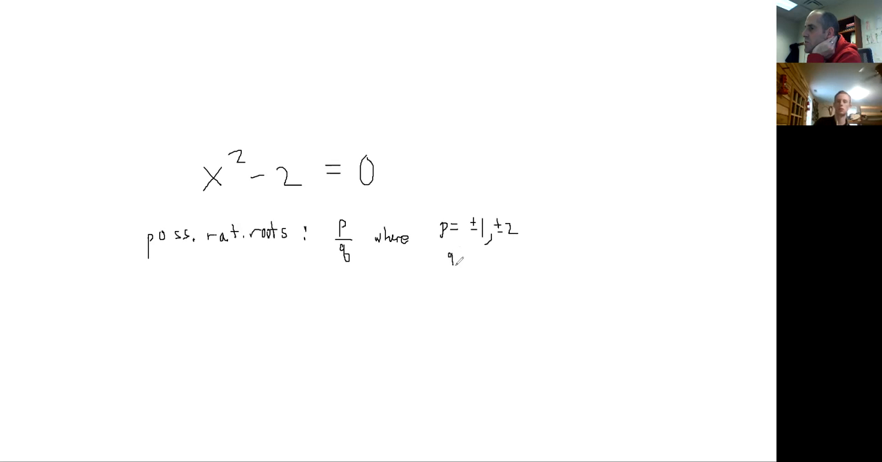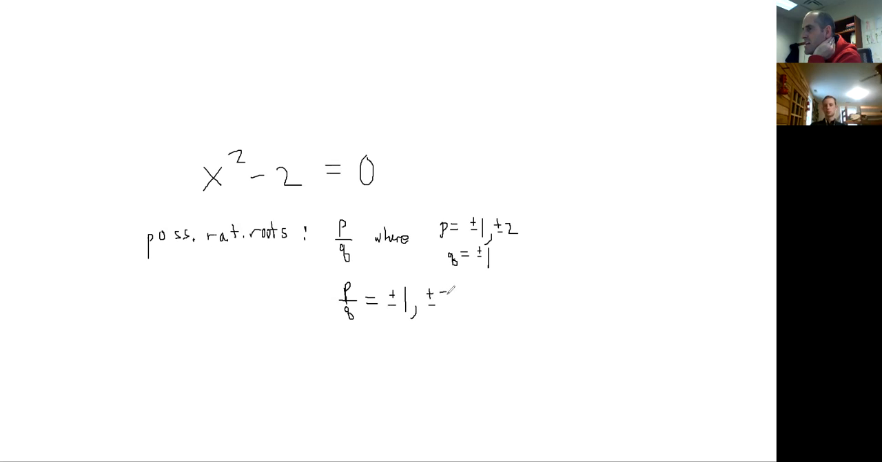And then q. This is an incredibly dumb example, but look, there's a 1 right here in the x squared term. So what are the only integer divisors of 1? Plus or minus 1. So what are the only possible things that a rational root could be? Plus or minus 1 and plus or minus 2.